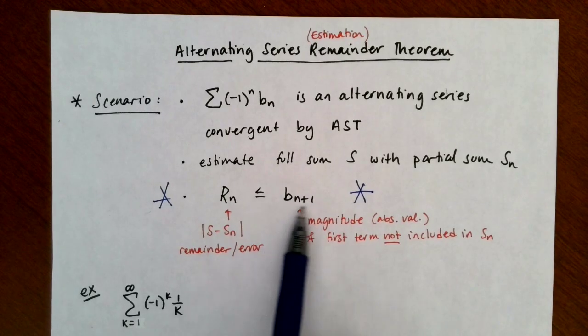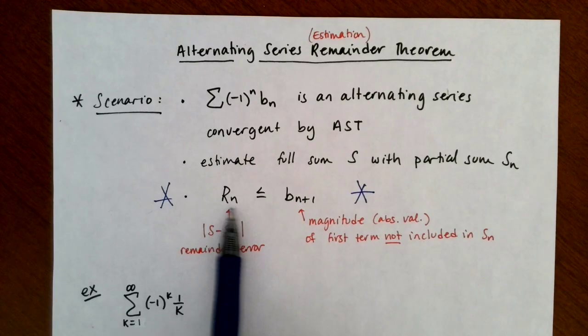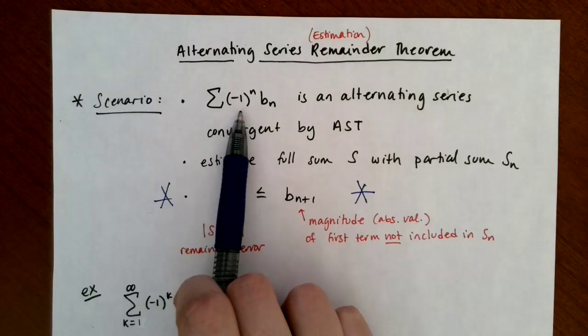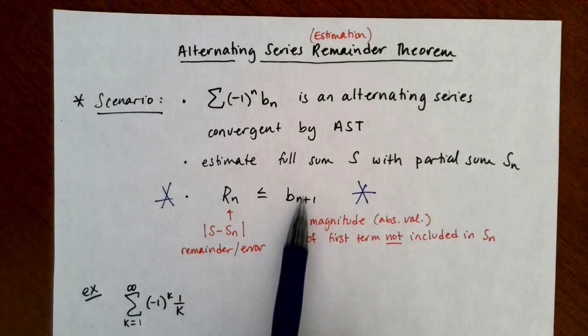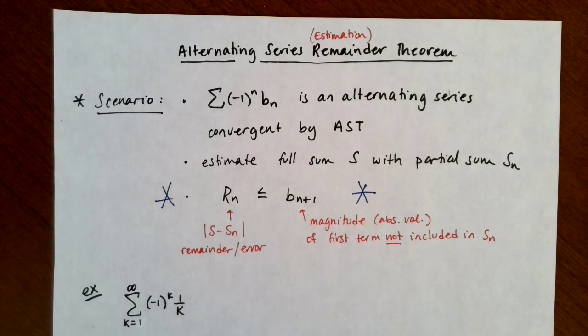So B(n+1) is the next term, right? If this is the 10th partial sum, this is the 11th term. And then it's without the (-1) part, so it's just the magnitude or absolute value of it. We're not going to worry about negative numbers in that spot because that also wouldn't make sense in this context.